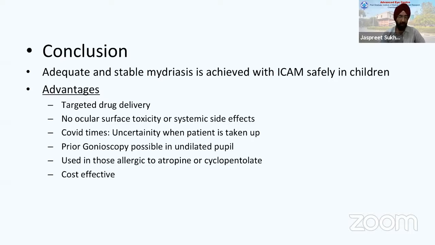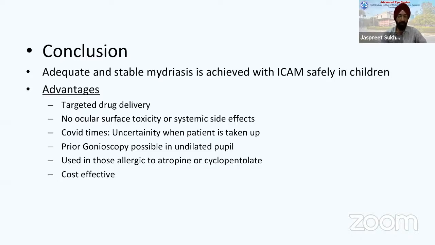So the advantages are targeted drug delivery, no ocular surface toxicity or systemic side effect. You're not dealing with all those preservative issues. In COVID times, you don't know when the patient is taken up, GA sometimes delayed, so all these things add up because you put dilators and the patient is delayed, probably you would lose some amount of dilatation. Prior gonioscopy is possible in an undilated pupil. So that's the advantage. Even though we don't do surgery at that point, but yes, in case where it's required, probably you could do gonioscopy because the pupil is not dilated.